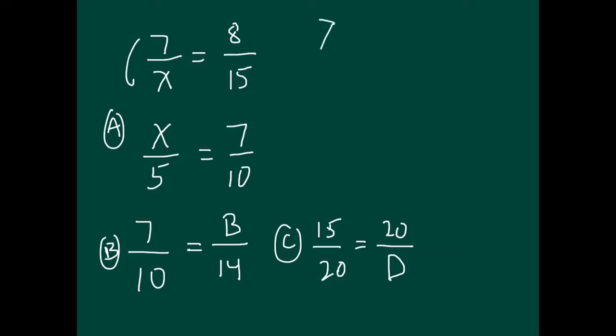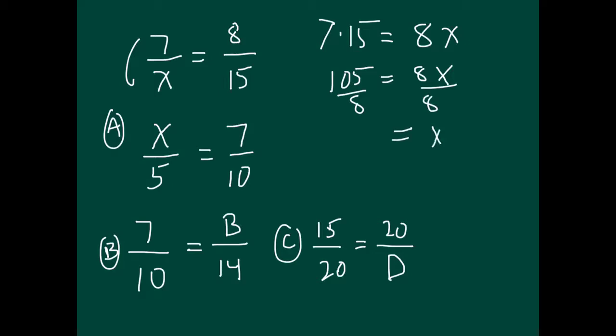First way, I'll say 7 times 15 equals 8 times x. So then 105 is going to equal 8x. Now x is being multiplied by 8, so I will divide by 8. And my answer, x equals 13.125, which many of you will recognize as 13 1/8 from earlier in the year.